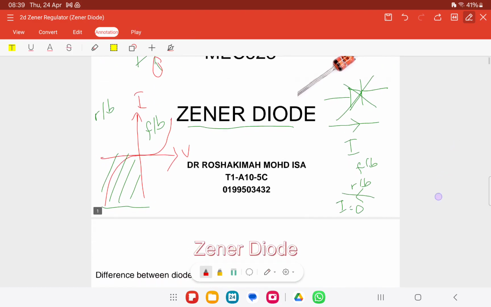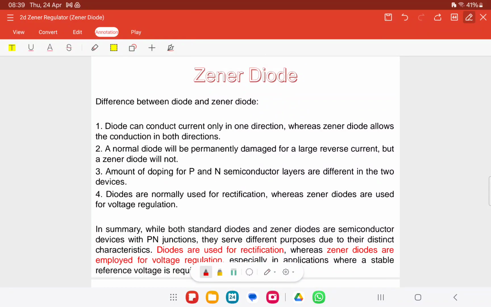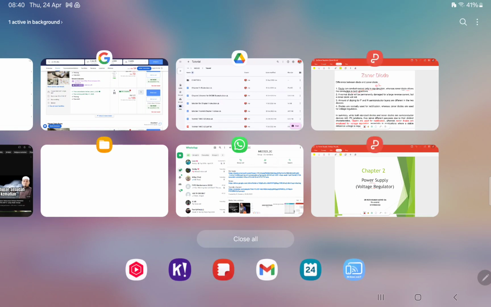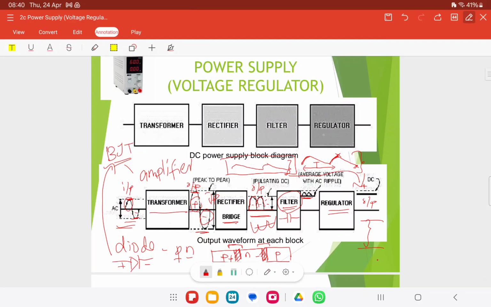Alright, so this is for the Zener diode. Now we want to compare the normal diode with the Zener diode. The normal diode can conduct current in one direction only, in forward bias. But for the Zener diode, we can have both directions. If you go here, in the regulator, we have the Zener diode. We normally use the Zener diode at the end of the block diagram, and this is the output that we want.